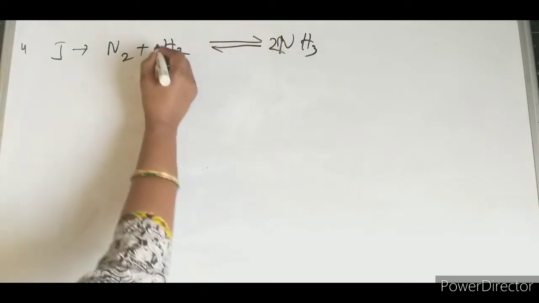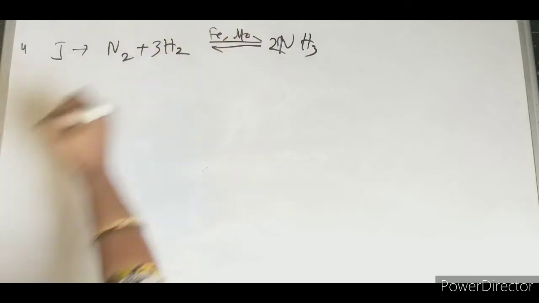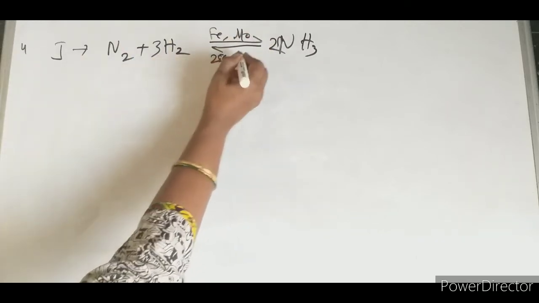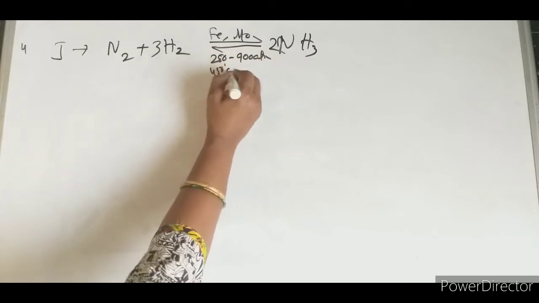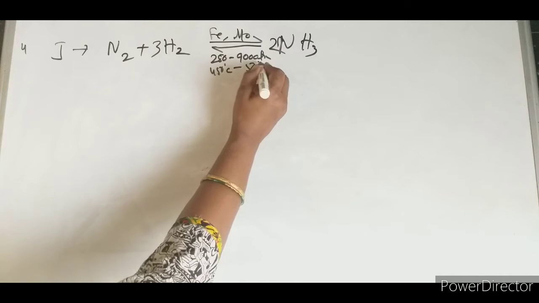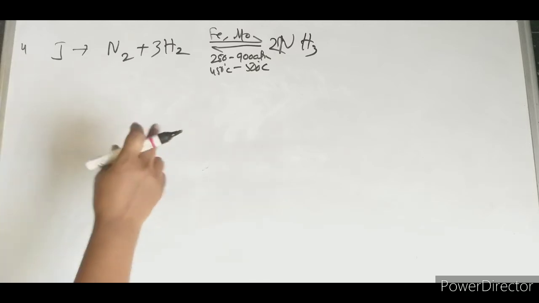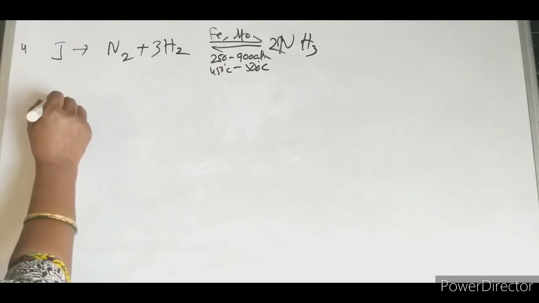So here this one 2, this one will be 3. Iron is the catalyst, molybdenum is the promoter. Here 250 to 900 atm, then 450 degrees Celsius to 500 degrees Celsius is the temperature. At this condition only from nitrogen ammonia will be formed. This one is J. From J, another one it is K.